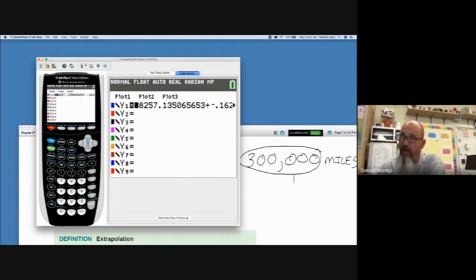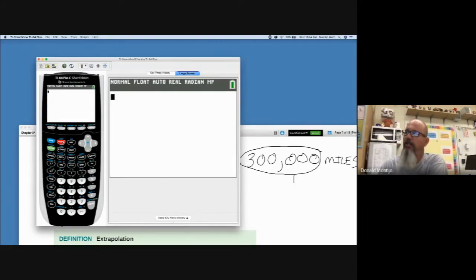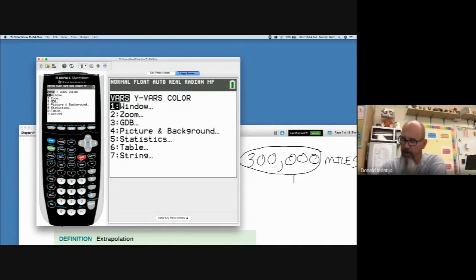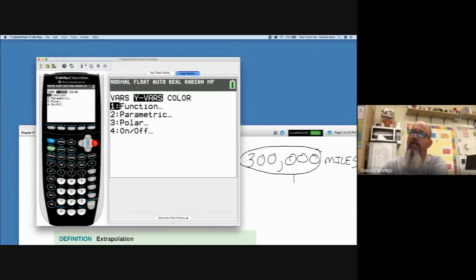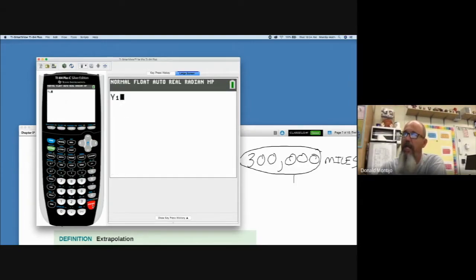I could, if I wanted to, go in here and do all of the math, but that's too much work. So instead, I'm going to ask the calculator to do all the work for me. Remember, we're the brains, the calculator's the muscle. The calculator is going to do all of the heavy lifting for us. So I want the calculator to plug 300,000 into Y1. So I tell it Y1, plug in 300,000. And it's going to do the work for me. It's going to take that 300,000, plug it into the equation, and make a prediction.